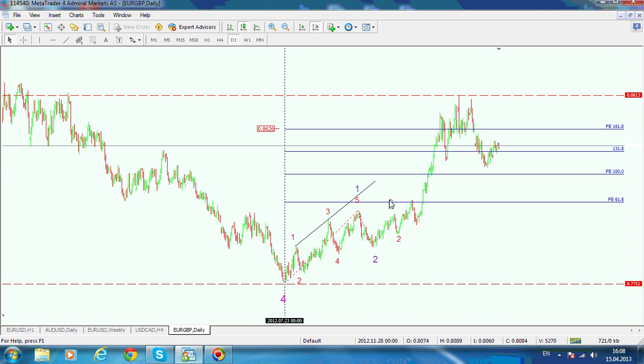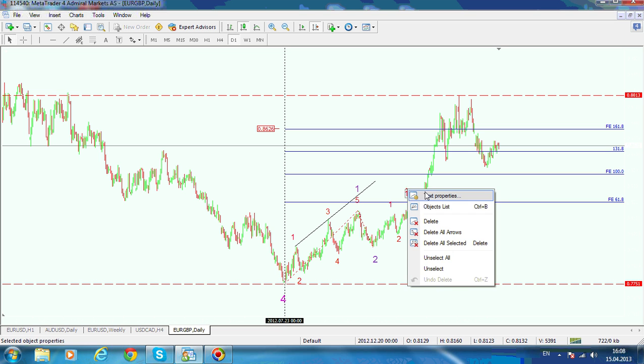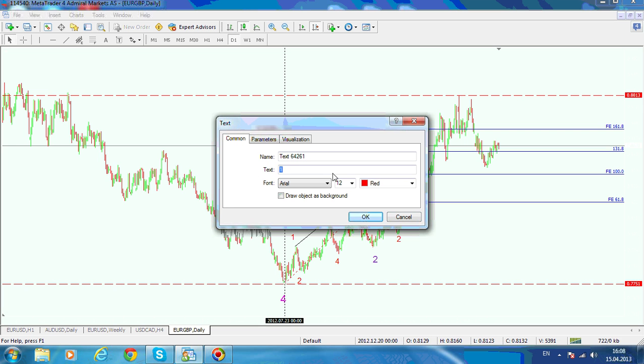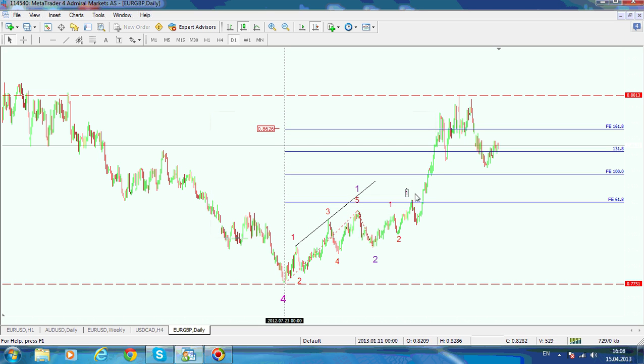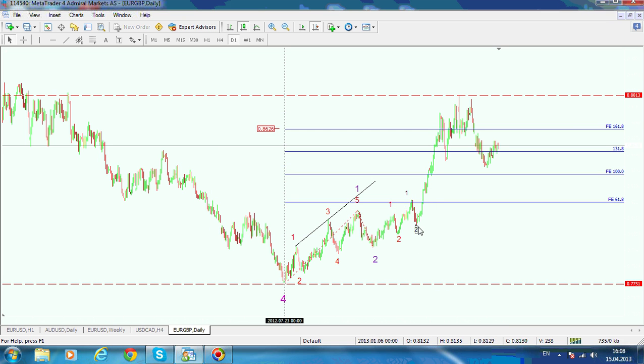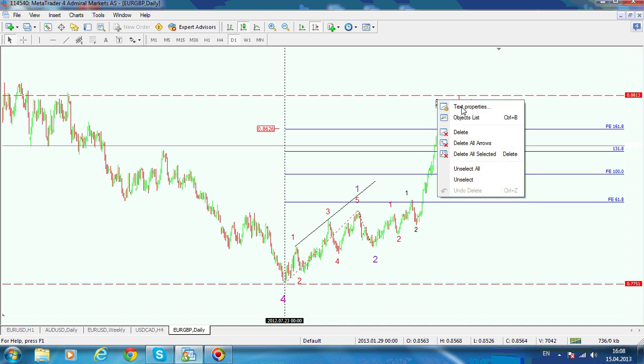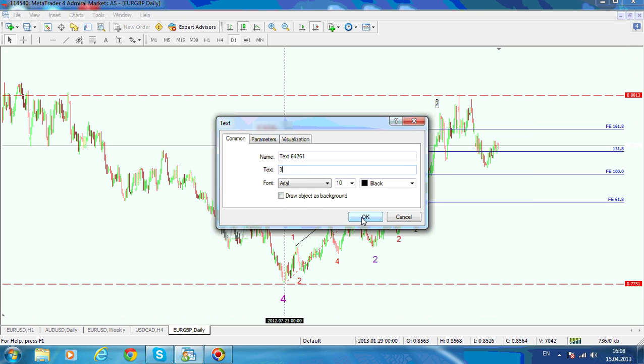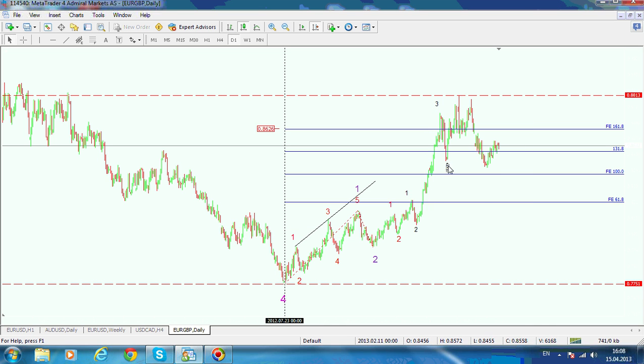It is very much possible that this structure in here is a pattern within a pattern. There is a wave 1 of an even lower degree. So to have a 1, the second wave in here, the third wave in here, and the fourth wave down in here.